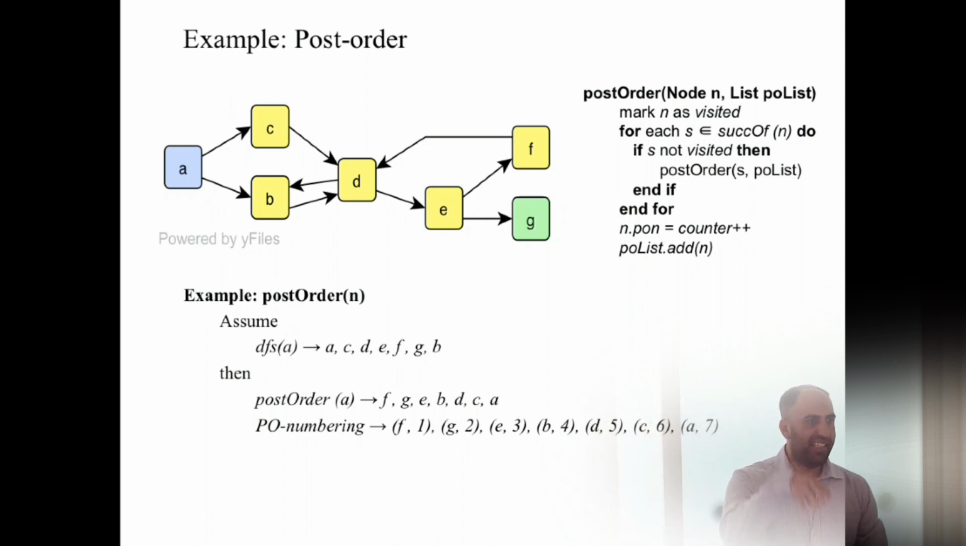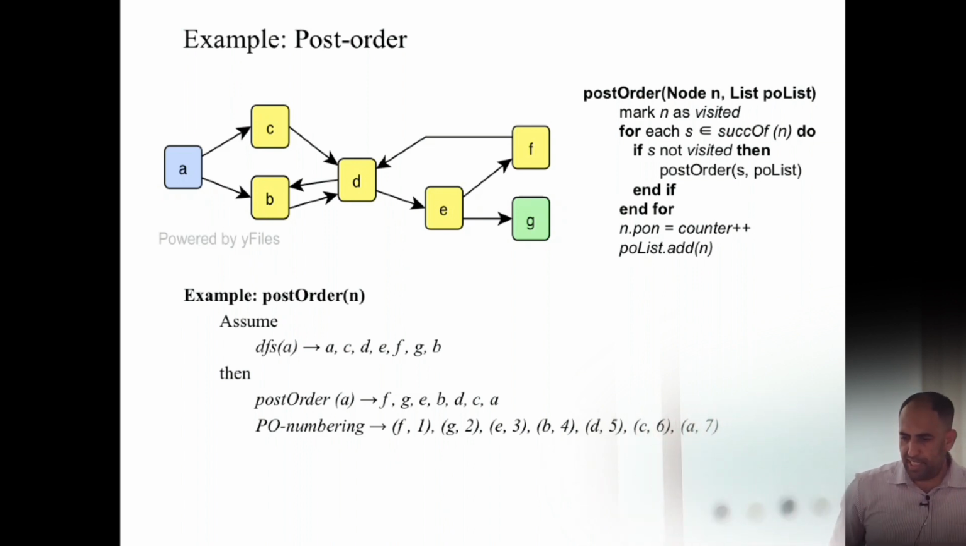So we first visit the successors, the deepest nodes, and in the end we visit the predecessors in the post order. The difference between depth first and post order is that in depth first we visit the predecessor first and then the successors. But here we first visit the successors to the deepest level, and after visiting all the successors, we visit their predecessors.